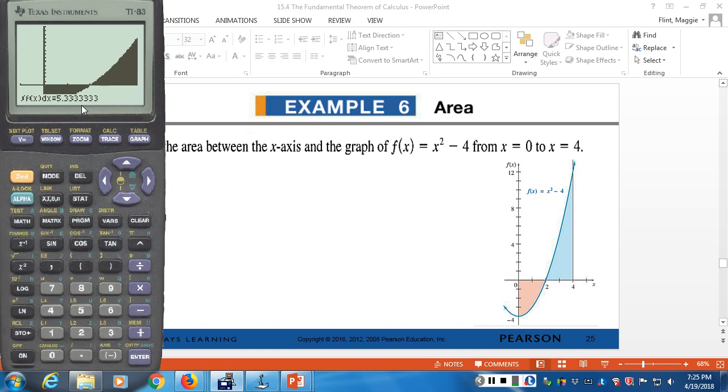Right. The calculator has arrived at that answer by calculating this area, which it assumed was all negative, and this area, which it assumed was positive, and it added them together, and it's come up with an answer that's too small. Okay? Now, we can get the calculator to tell us the right answer, but we have to break this up.